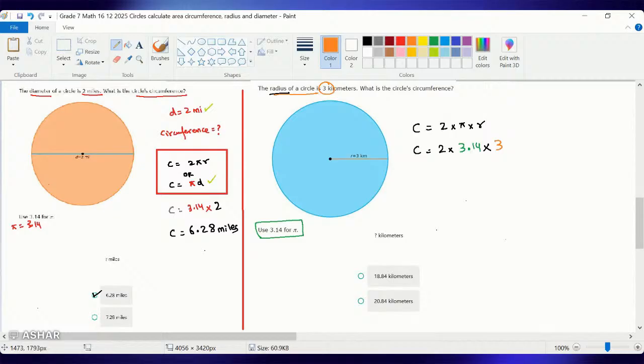Okay, so once we multiply these numbers together, can we use a calculator? 2 into 3.14 into 3. Can anyone give me the answer? Please give me the answer. I'm waiting. This is the current question that we have, in which we need to find the circumference. Is it 18.84 kilometers or 20.84?